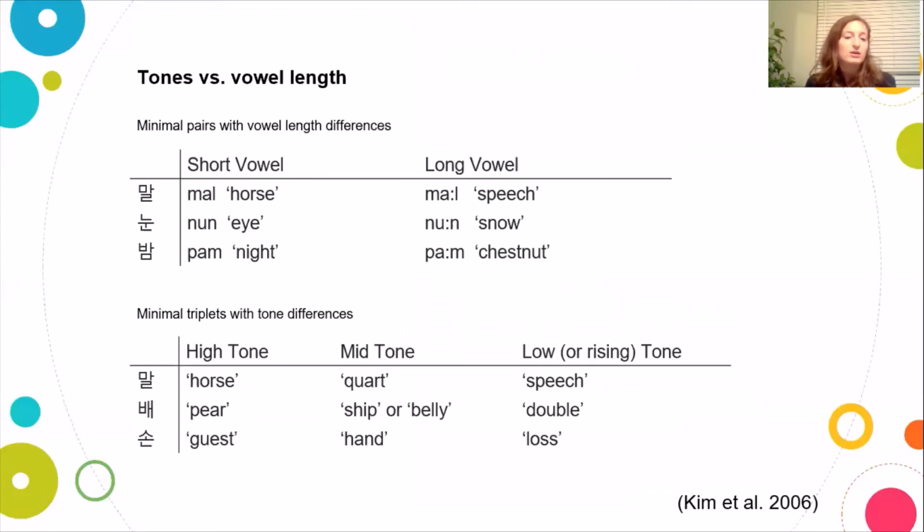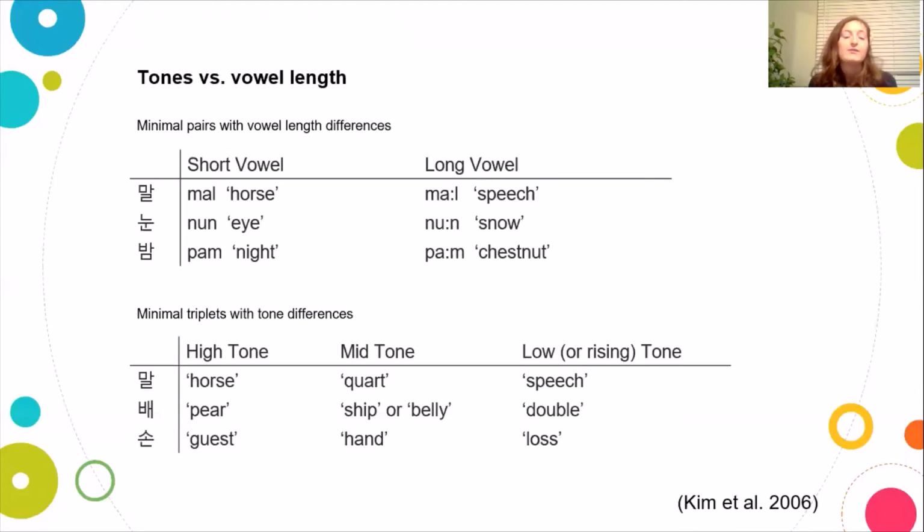Examples of how vowel length might be used in a word are with the word mal, which would mean horse with a short vowel. With a long vowel, it would mean speech. Nun with a short vowel could mean eye. With a long vowel, it could mean snow. Bam with a short vowel could mean night. With a long vowel, it would be chestnut.